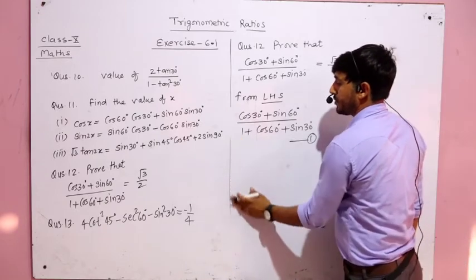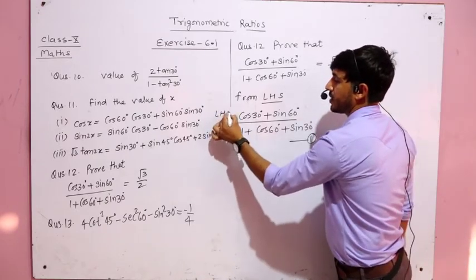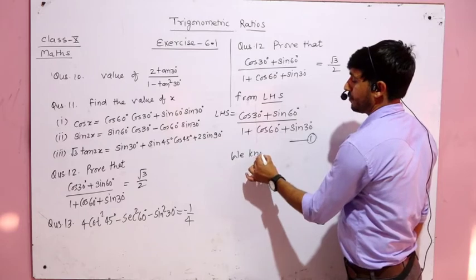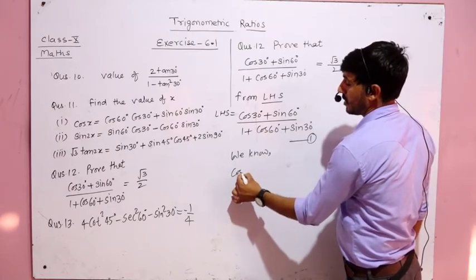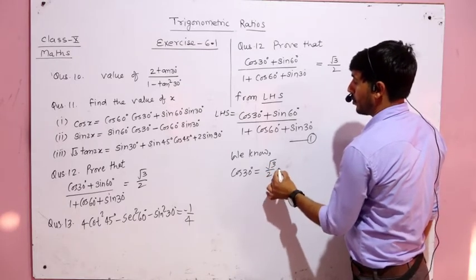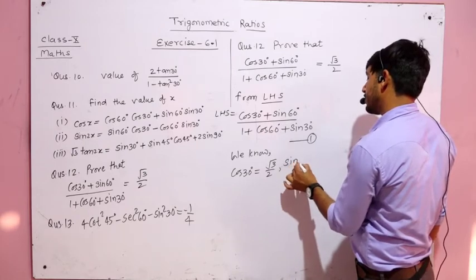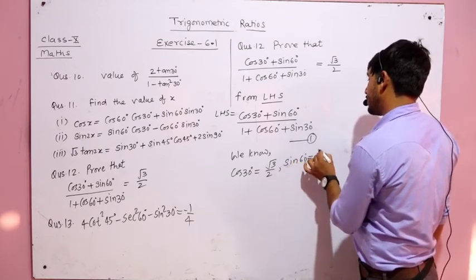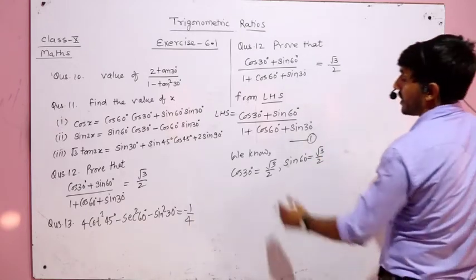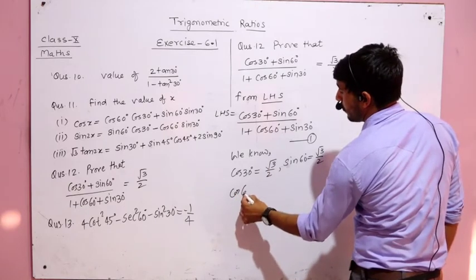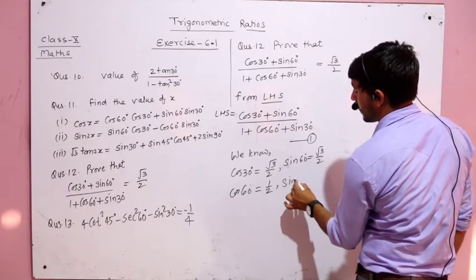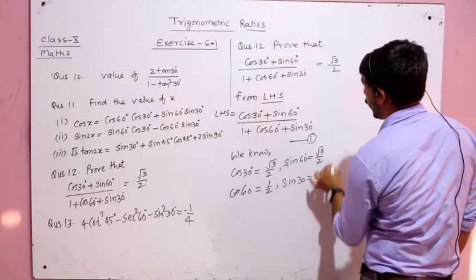LHS is equal to, as we can write, okay, and as we know the value of cos 30 degree is equal to root 3 by 2. The value of sin 60 degree is equal to root 3 by 2. In the next part, we need the value of cos 60 degree, that is given as 1 by 2, and the value of sin 30 degree is also equal to 1 by 2.